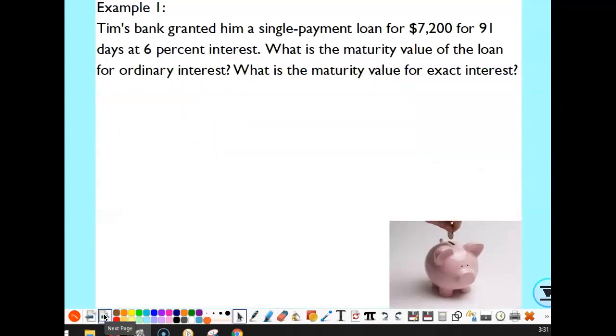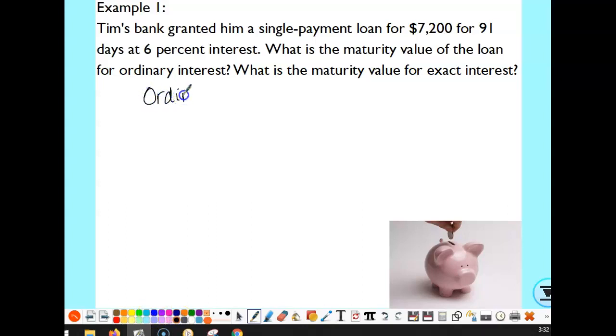All right, so on number one, we have Tim. His bank gave him a single payment loan. That means that he's going to pay this all back all at once, not little by little. He borrowed $7,200 for 91 days, and the interest rate is 6%. We have to figure out the maturity value of the loan if they're using ordinary interest, and the maturity value if they're using exact interest.